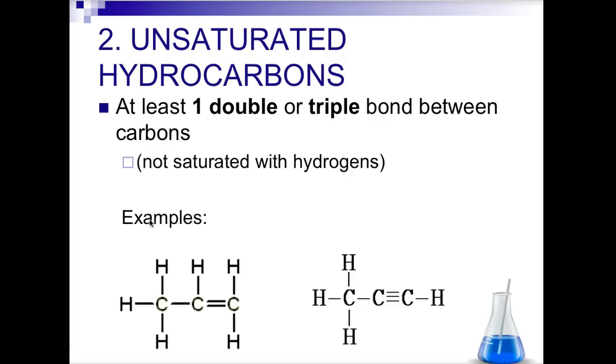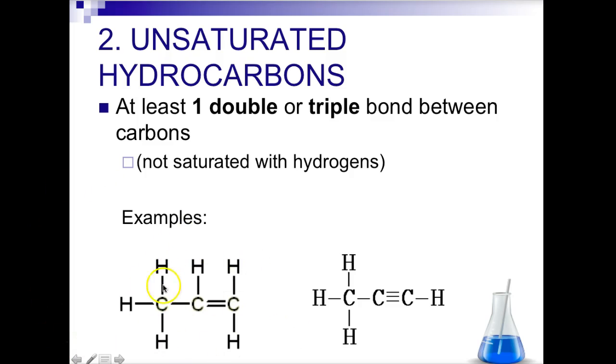What about the second type of hydrocarbons? The second type of hydrocarbons are called unsaturated hydrocarbons. This is because they have at least one double or one triple bond between those carbons. They're not saturated with hydrogens. That means they don't have a lot of hydrogens in them. So we have two examples here.